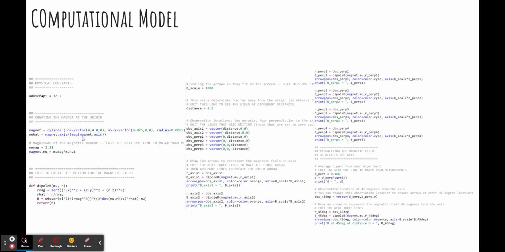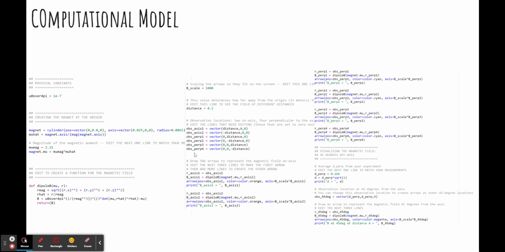So this is a computational model. So here we have that 2.21 as our mu, and we're going to multiply that by mu hat. And then here we're going to create a function for the magnetic field. So we have r mag, and we're going to take r hat by taking the components divided by r mag. And this is the Biot-Savart equation, so we're going to plug all that information in there. So then we scaled the arrow and found distance so we can make it easier to see on the graph.